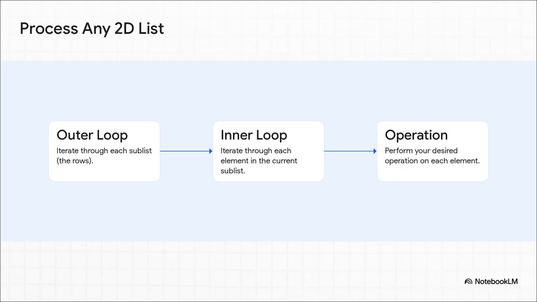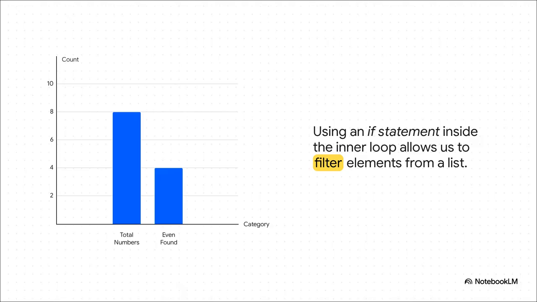This right here, this is your 3-step playbook for pretty much any 2D list. You should burn this into your brain. Step 1, an outer loop to grab each row. Step 2, an inner loop to go through every single element in that row. And step 3, inside that inner loop, that's where you do your thing. Add it, check it, change it, whatever you need to do to that element. Let's see that playbook in action.